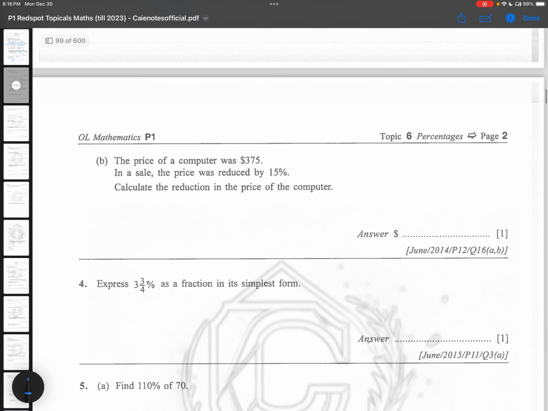Now part B. The price of a computer was $375. In a sale, the price was reduced by 15%. Calculate the reduction in the price of the computer. So we know that the price was reduced by 15%. Let's calculate this reduction price.